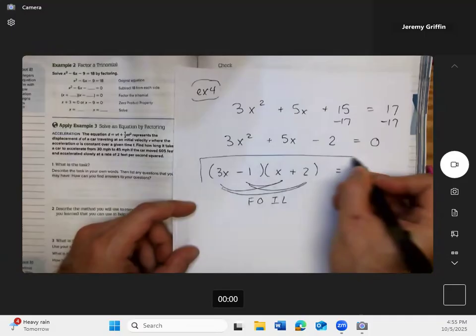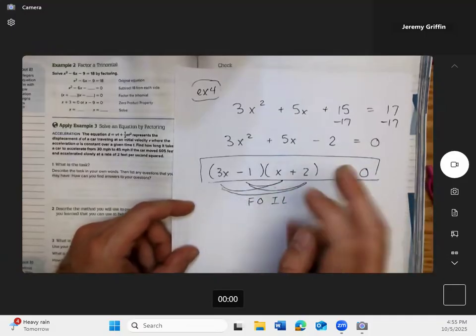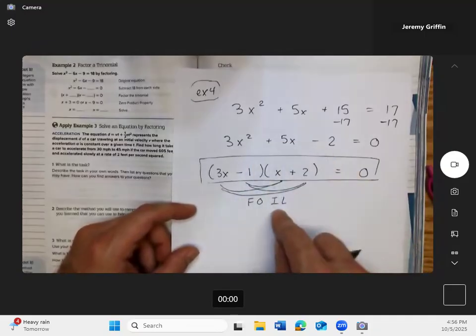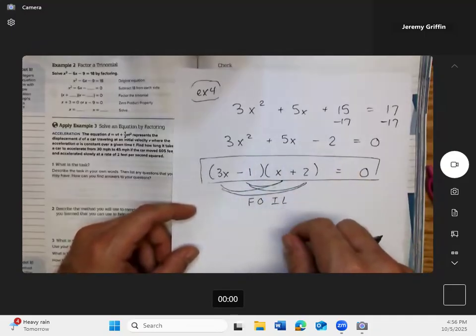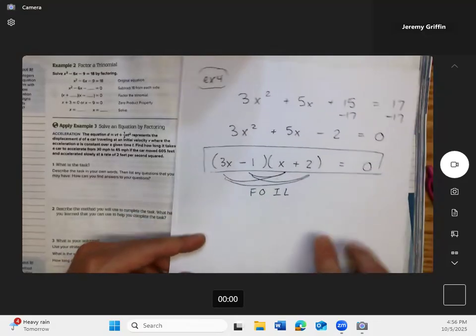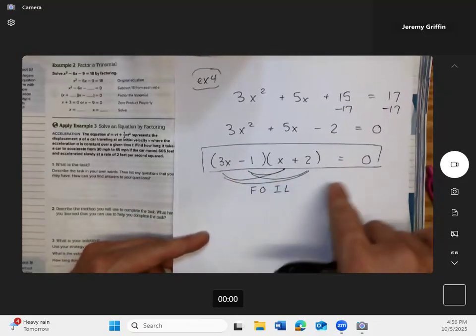Now, had I not gotten that correct, if I put the 2 over here and the 1 over here, then it wouldn't have worked when I did my FOIL check. So I would have to scratch that out and start over again. But this time it worked. Actually, I don't know why I boxed that in because I'm not actually finished yet.